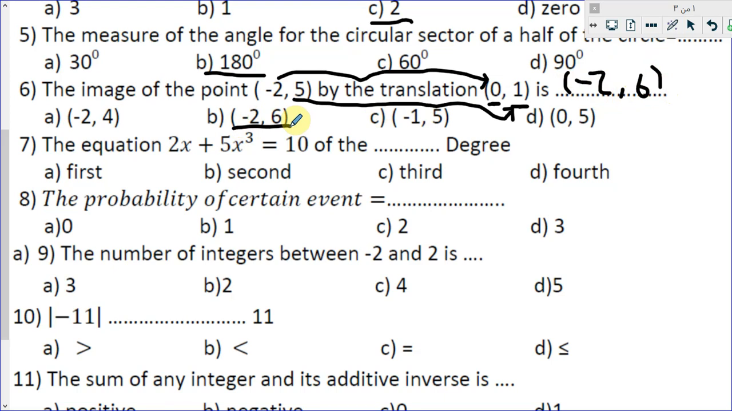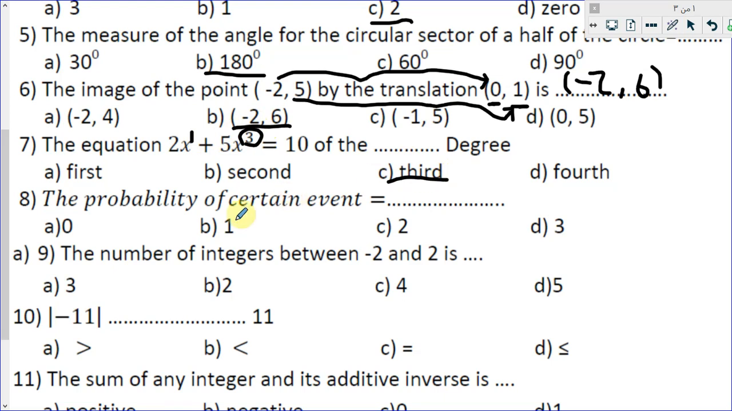The equation 2x plus 5x power of 3 equals 10. He wanted to determine its degree. How can we determine the degree of any equation? The degree of any equation is the biggest power in it. What is the biggest power in our equation? x is power of 1, x power of 3. What is bigger, 3 or 1? 3. So it's a third degree.